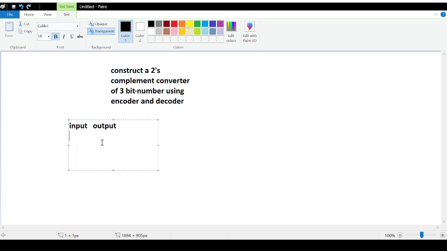The input is of 3 bits. So if we have 3 bits, how many combinations can we have? 8. So it can be 000, 001, 010, 011, 100, 101, 110, and 111. These are my 3-bit inputs, right? And my output should be the 2's complement of that number. So what is the 2's complement for 000?